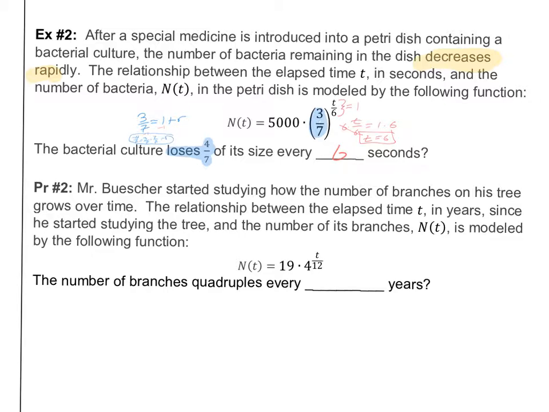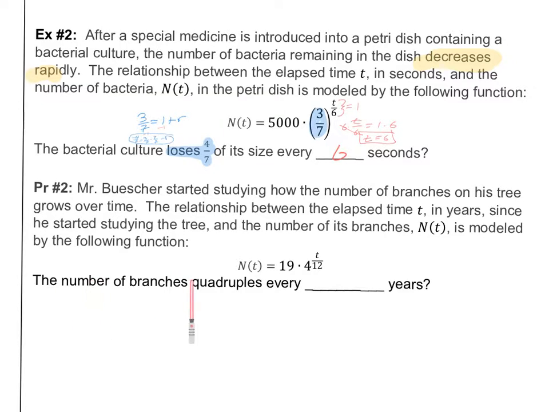Okay, we got another problem here. This one's a practice problem. I'm going to read it through with you guys, get you guys started. But it says, Mr. Busher started studying how the number of branches on his tree grows over time. The relationship between the elapsed time t in years since he started studying the tree and the number of its branches, n of t, is modeled by the following function. So we have our function here.